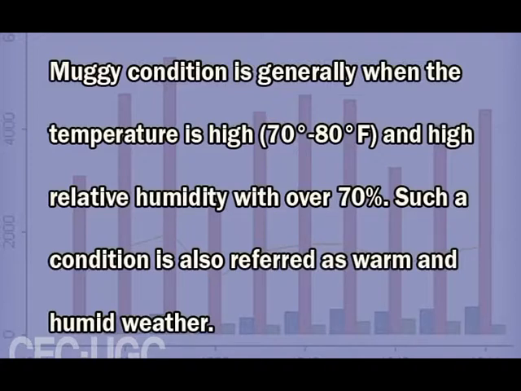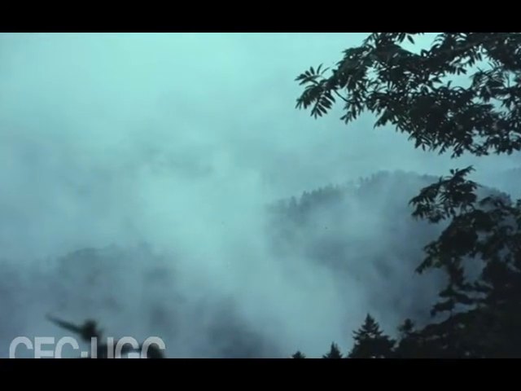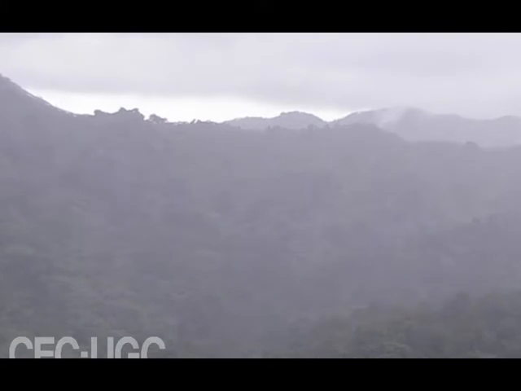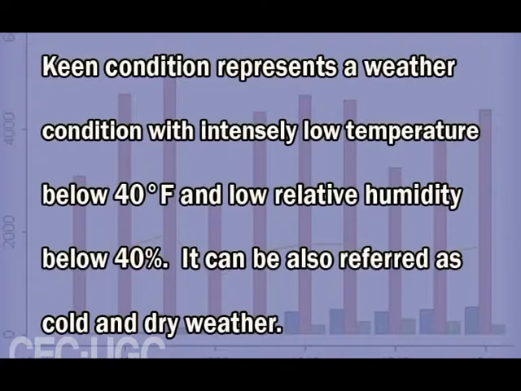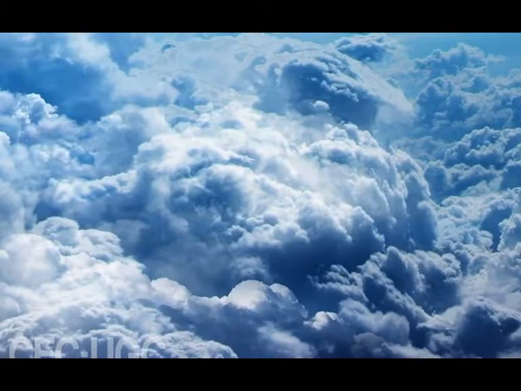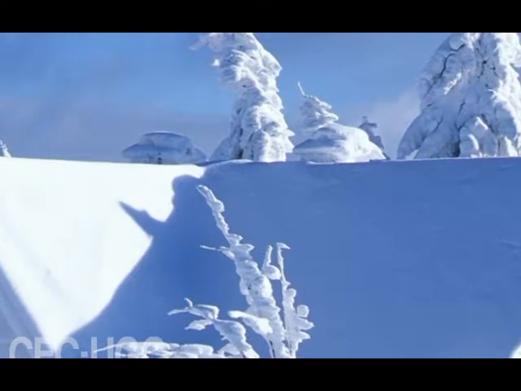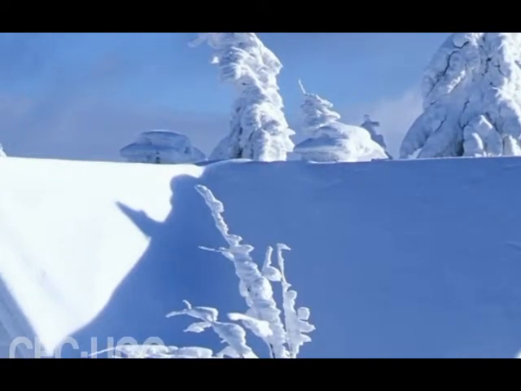Such a condition is also referred to as warm and humid weather. Some extreme examples of such weather can be found in the tropical rainforest regions. Keen condition represents a weather condition with intensely low temperature below 40 degrees Fahrenheit and low relative humidity below 40%. It can also be referred to as cold and dry weather. Some extreme examples can be found in the subpolar deserts, such as the Siberian deserts.